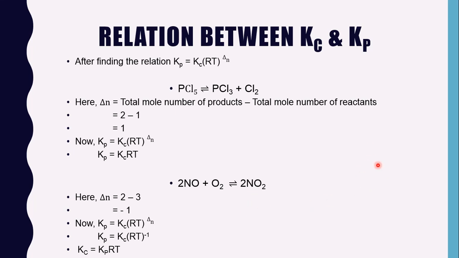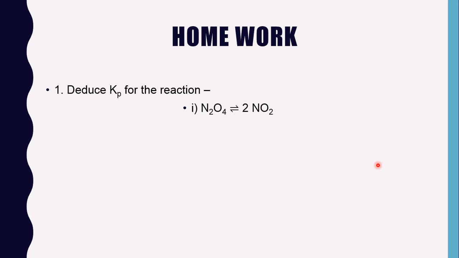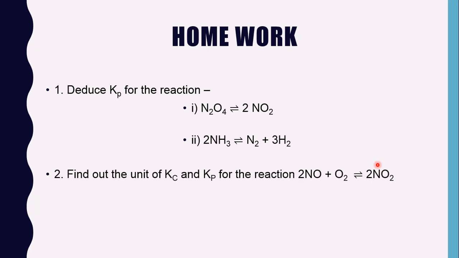Today up to this. From here I will give you some homework, and you have to do this homework at home and submit it in your group at a fixed time. The homework is: deduce Kp for the reactions N2O4 giving 2NO2, and ammonia giving nitrogen plus hydrogen. And another question: find out the unit of Kc and Kp for the reaction NO plus O2 giving NO2. This is your homework. You will do this homework at home.